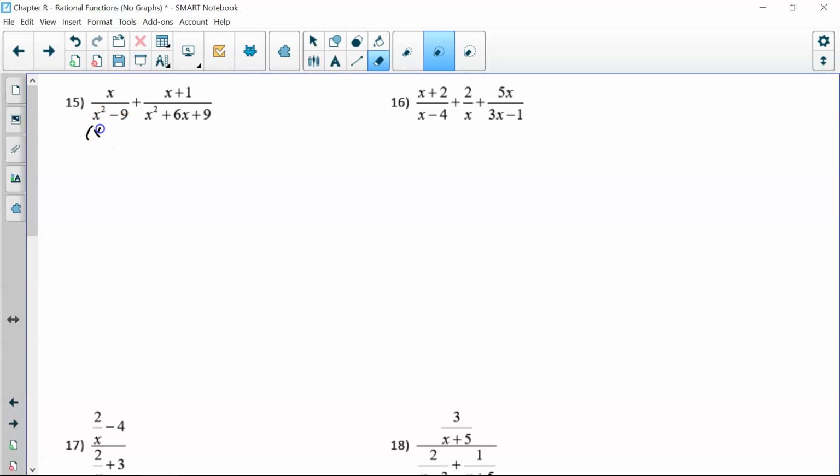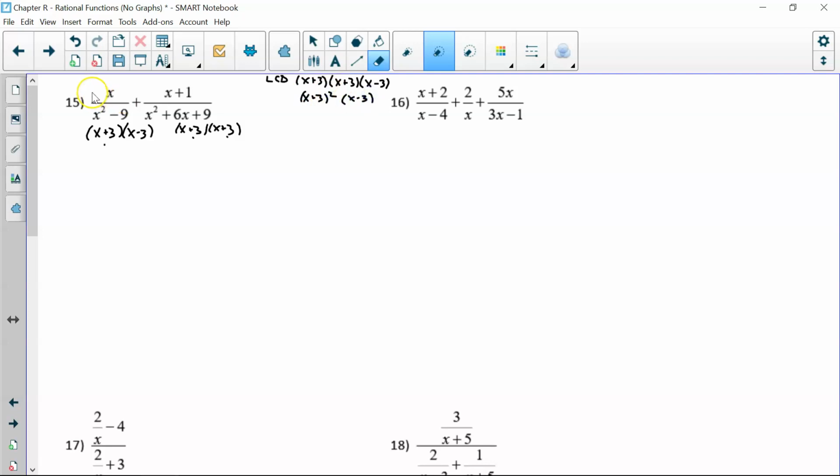So we get x plus 3, x minus 3, x plus 3, x plus 3. So for our LCD, we need an x plus 3. That takes care of this and this. So we need another x plus 3 for this one. And then we also need an x minus 3. So our LCD is x plus 3 squared times x minus 3.